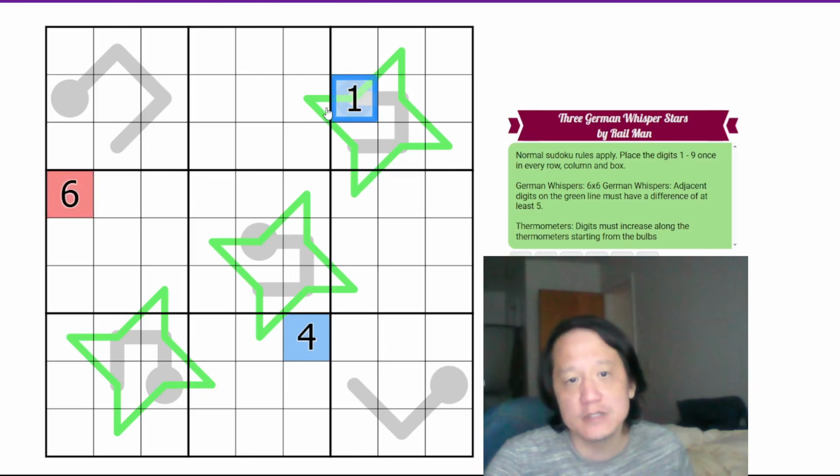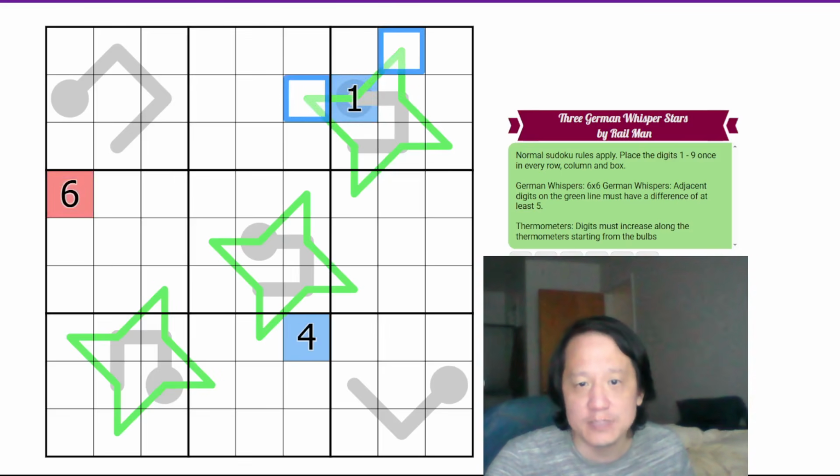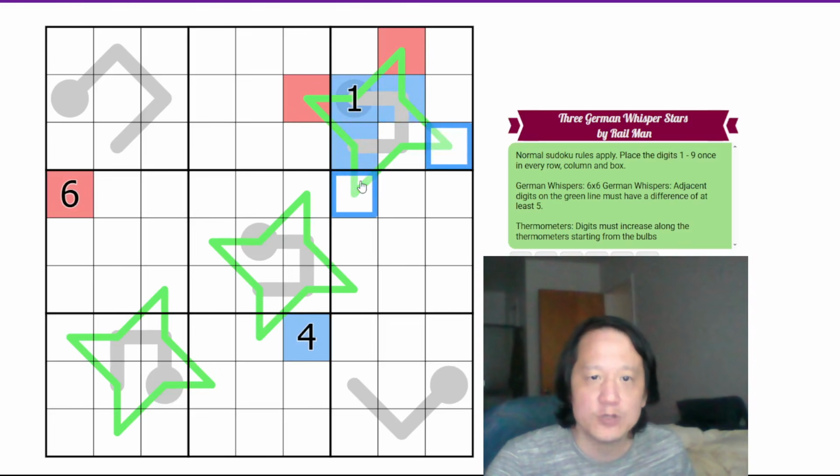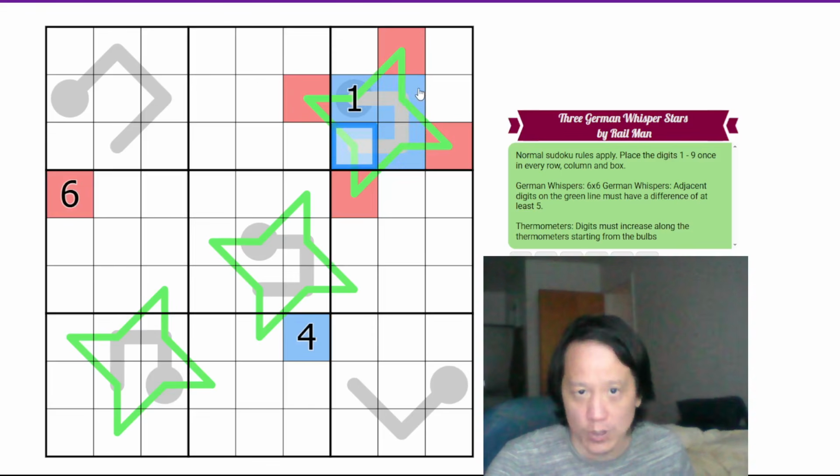So since this is a low digit, these must be high digits, which makes these not next to it on the Whisper 5 line low digits, which makes these high digits here, which makes this a low digit here. Well, these are all low digits in this box. So this has to be 1, 2, 3, and 4 in that order.